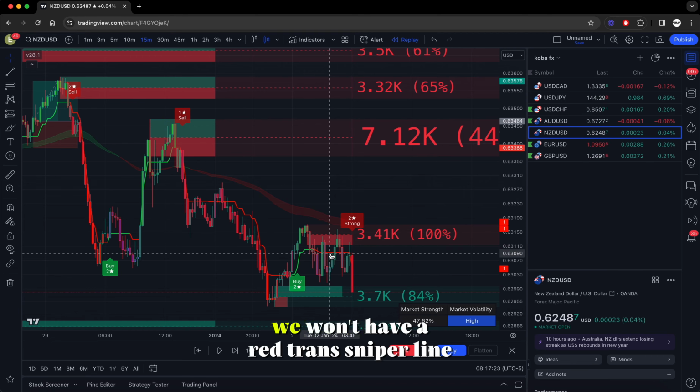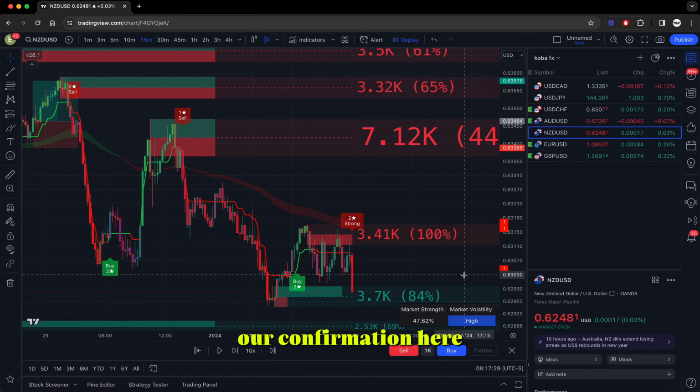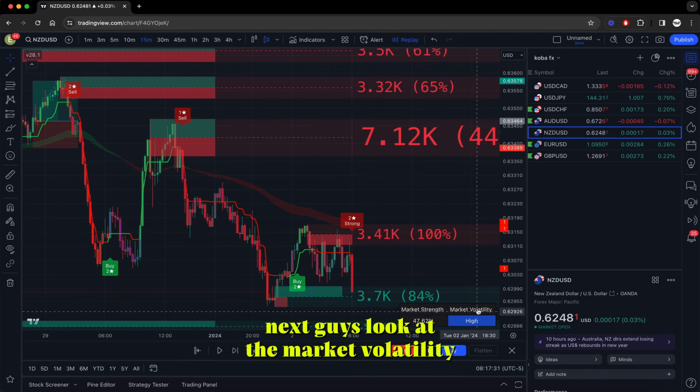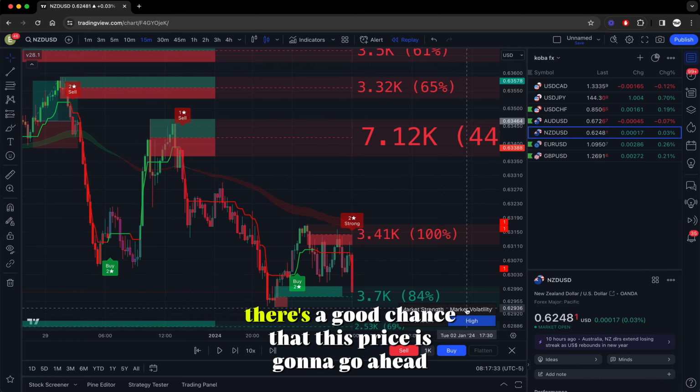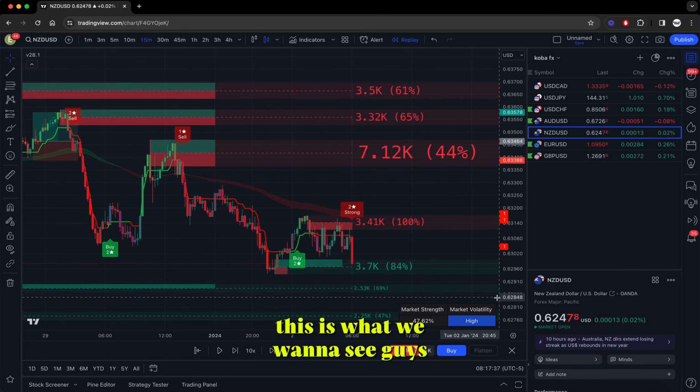This is very important. We want to have a red trend sniper line if we're looking for sells. Okay, so we have a confirmation here, our confirmation here. Next, guys, we look at the market volatility. It is high, which means that there's a good chance that this price is going to go ahead and hit or take profit. This is what we want to see, guys.